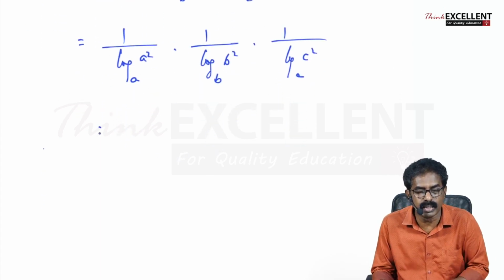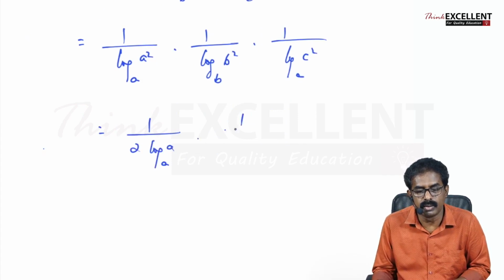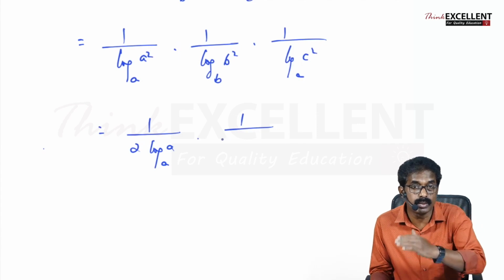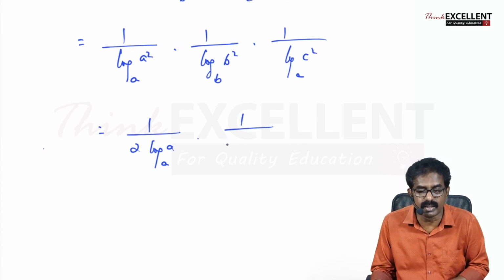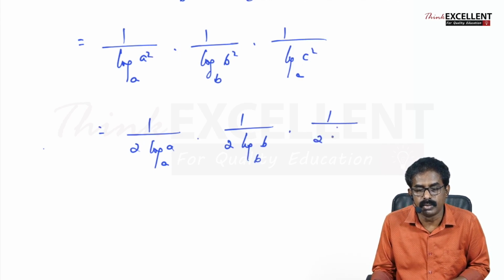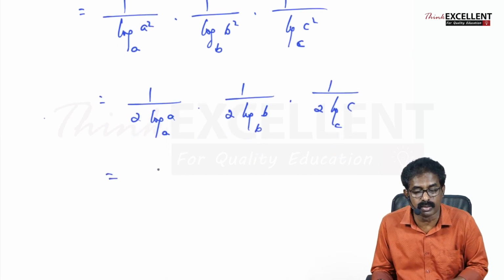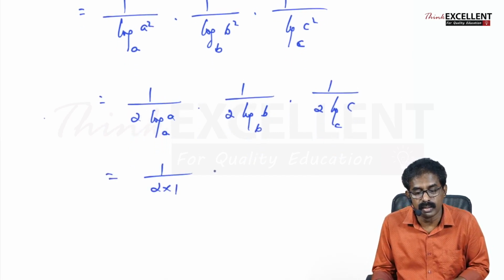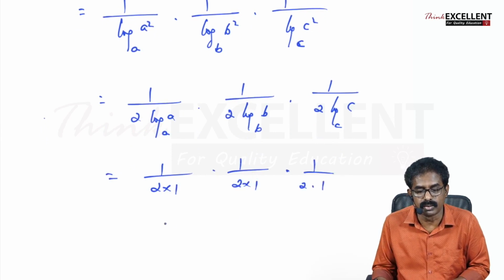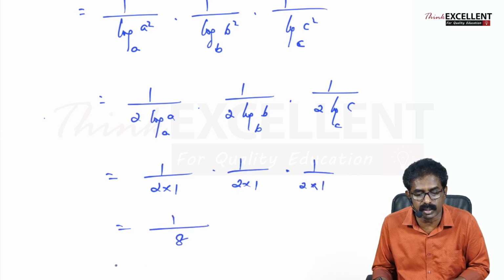So apply power rule in the denominator. 1 by 2 log a to the base a into 1 by log b square. Apply power rule, the 2 comes front. 2 log b to the base b into 1 by 2 log c to the base c. You know log a to the base a, log b to the base b, everything is what? 1. So 1 by 2 into 1 into 1 by 2 into 1 into 1 by 2 into 1. So numerator is 1 into 1 into 1. It is 1 by 2 into 2 into 2. It is what? 8.